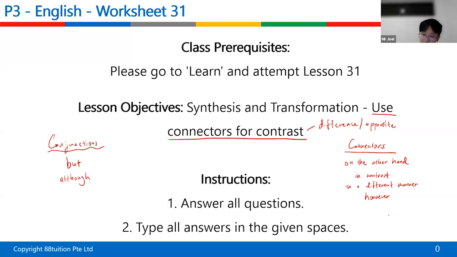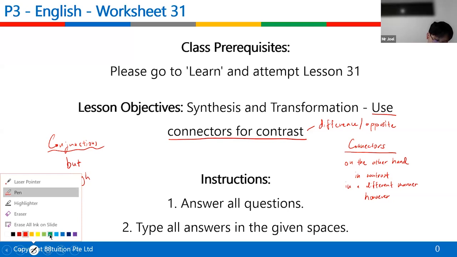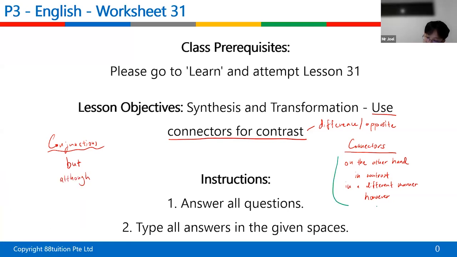So we can tell that it's different, yeah? Connectors, they belong to a class, okay, by themselves. And then conjunctions, they belong to a class, all right, by themselves. Okay, so today we are looking at these ones, connectors of contrast. We're not looking at conjunctions of contrast, so it's different.